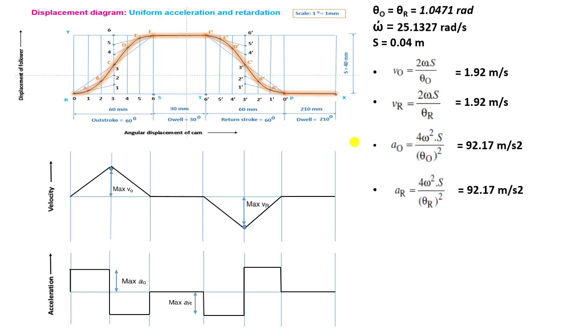In the acceleration diagram, during the first half of the outstroke there is uniform acceleration, and during the second half of the outstroke there is a uniform retardation. Since the acceleration and retardation are uniform, the velocity varies directly with the time.